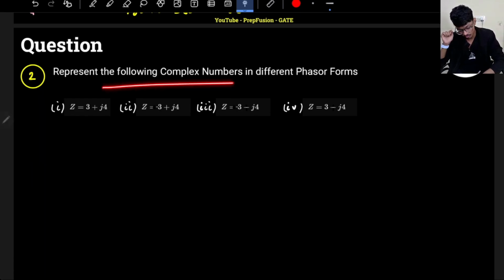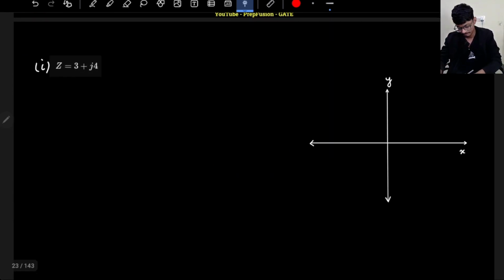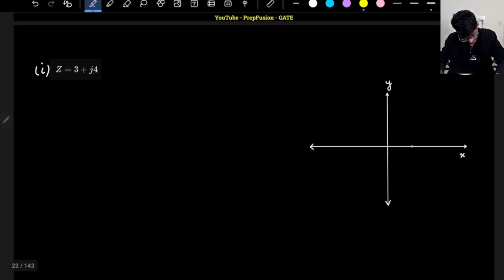So let's represent the following complex number in phasor form, that is basically the polar form. It is given in the rectangular format, and we have to convert it into the polar format. If I write this point in the complex plane, it is plus 3 plus 4, the first one. In the x it will be 3 distance, and in the y it will be 4 distance.